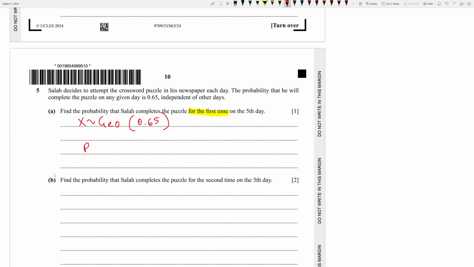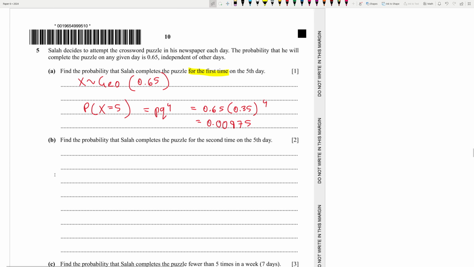First time on the 5th day. So P(X = 5). What does that mean? He has failed 4 times. So success on the 5th day and failure on the first 4 days. Okay, so let's write this down. That is 9.75 times 10 to the minus 3, or 0.00975. Typically in statistics, we don't give standard form answers. That's for physics or chemistry. Find the probability that Salah completes the puzzle for the second time on the 5th day.